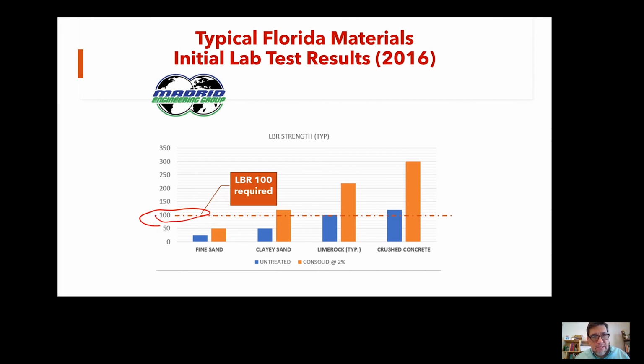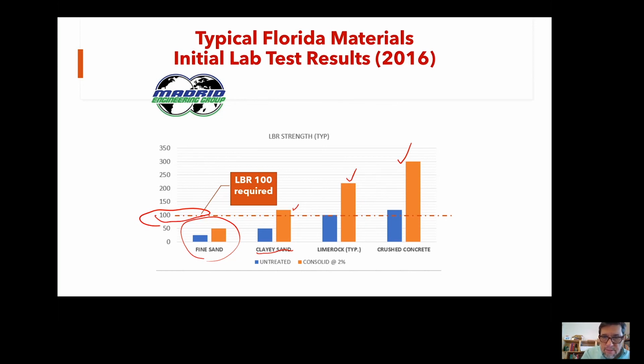Now, every time that we mixed this material, it increased in strength. Fine sand didn't do quite so well, but it went from 25 to 50. Clayey sand went over LBR 100. In fact, that's like an LBR 120. The lime rock was over 200. That's 220. And the crushed concrete was 300.